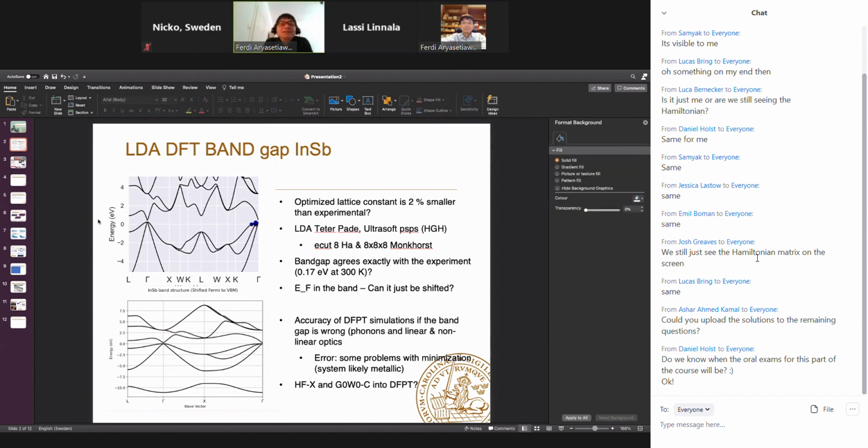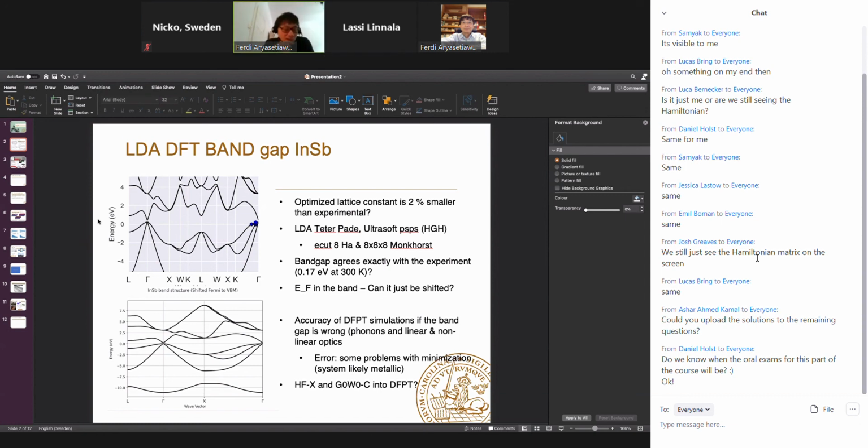I see. So this is a very tiny gap, so small that you can easily get different results depending on your choice of the convergence parameters, like the cutoff energy. I would guess it's the cutoff energy which is problematic. Yes. So let's see. This is indium antimonide.